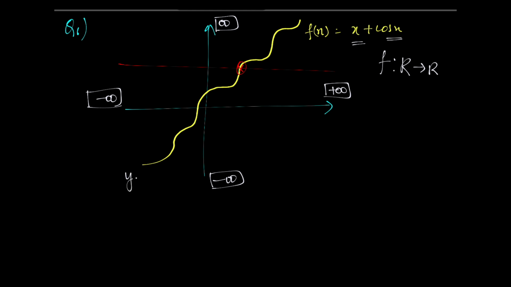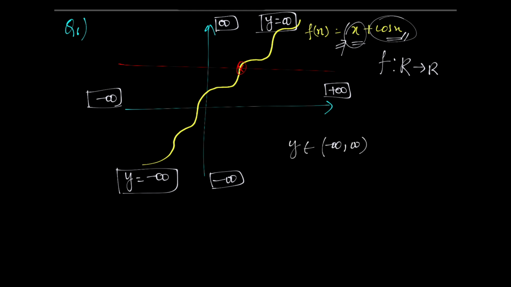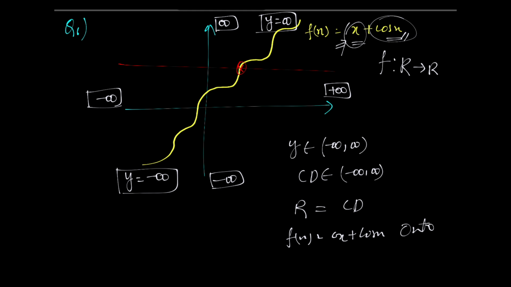Wherever you substitute x equal to minus infinity, you will get y values also minus infinity, based on the first x value. And whatever the value of x is in cos x, that is always between plus or minus 1. So it all purely depends on the outside function x, right? When you substitute x equal to plus infinity, you will get y equal to plus infinity. So y values vary from minus infinity to plus infinity, and codomain values also vary from minus infinity to plus infinity. So I can say the size of range is the same as the size of codomain. So the function f of x equal to x plus cos x is an onto function.